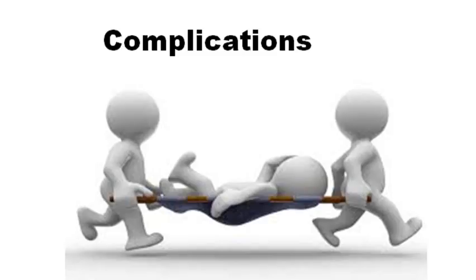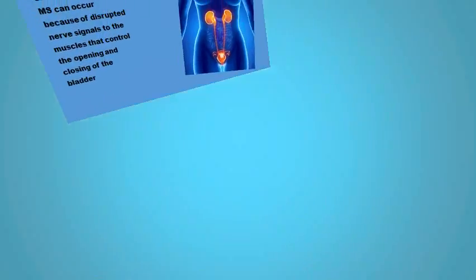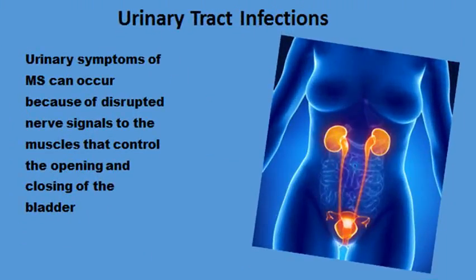Advanced MS can lead to many complications. Now let's look at some of the most common ones. Urinary symptoms of MS can occur because of disrupted nerve signals to the muscles that control the opening and closing of the bladder. As we can easily understand, when the bladder can't open or close properly, bacteria can easily invade, and thus it can cause a UTI.